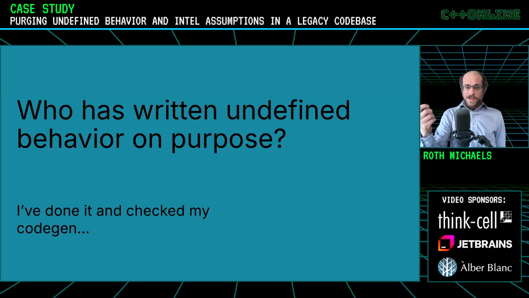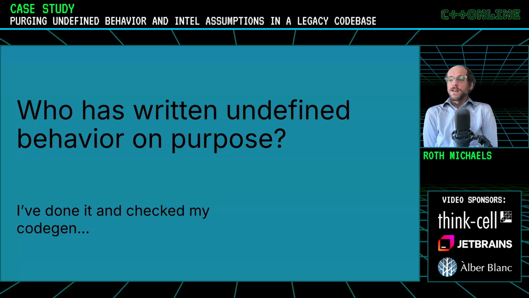Also, I don't know if anyone is active in the Discord right now, but usually if I do this live, I would ask for a raise of hands of who's written undefined behavior on purpose. And I can tell you, I've done it myself, and then looked at the assembly output, the code gen, and thought, oh, yeah, this does what I think it does. And it happens to work. In that particular example, everything seemed to go fine. But these days, my attitude is there is no writing undefined behavior on purpose. It's really something that should always be avoided.